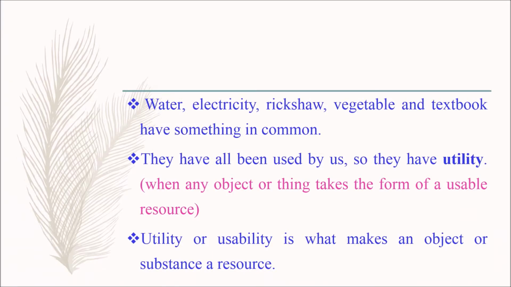Water, electricity, rickshaw, vegetable and textbook have something in common. They have all been used by us, so they have utility. Here, utility means that when any object or thing takes the form of a usable resource, it is called utility. Utility or usability is what makes an object or substance a resource.